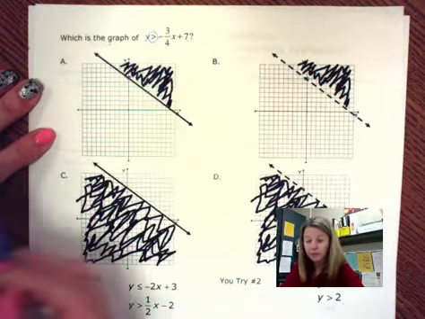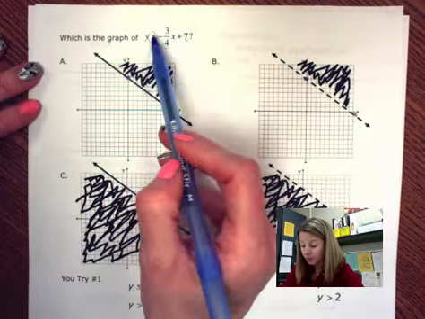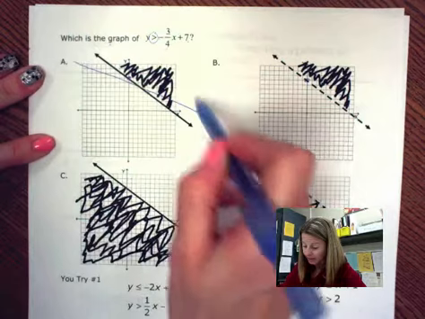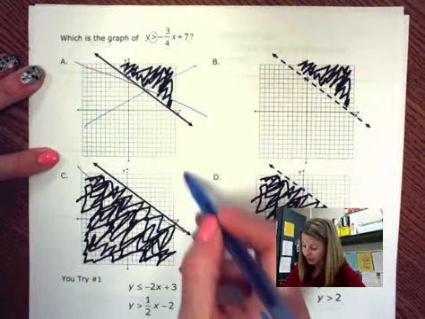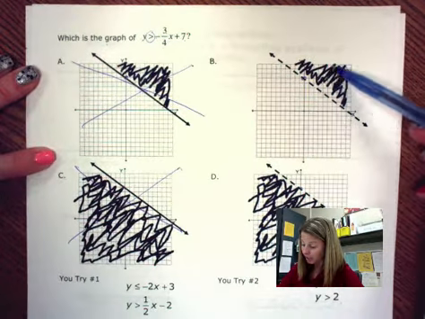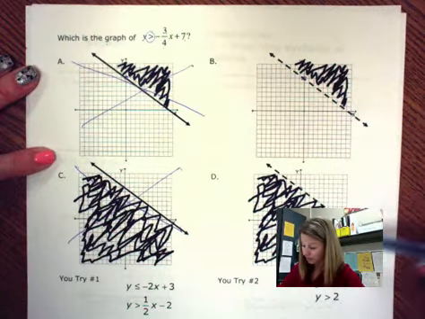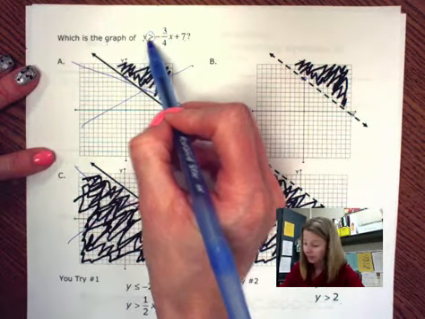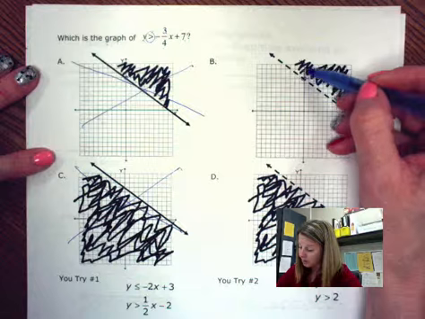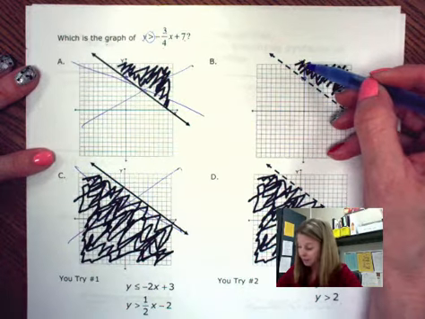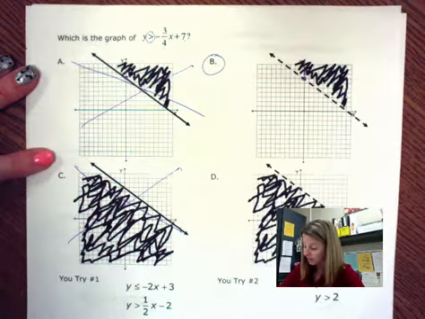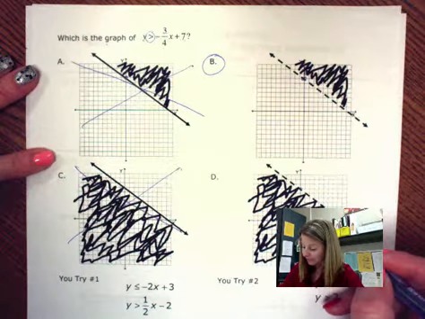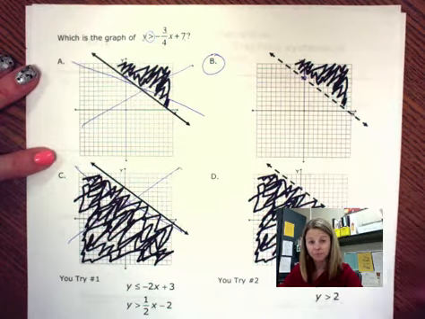Greater than. First of all, dotted or solid? Well, this should be dotted. So A is out of the question, and so is C. Now, is my shading up here or down here? You're shading in all the y's greater than the line. So my y's that are greater than are above it, so I want choice B. This would represent less than, but I need greater than.